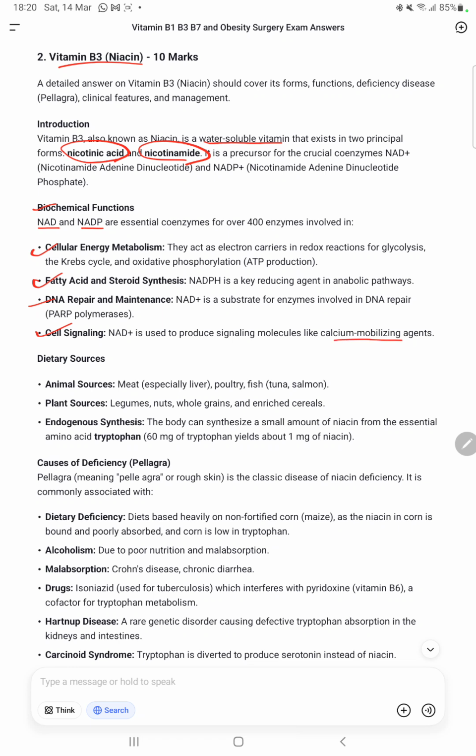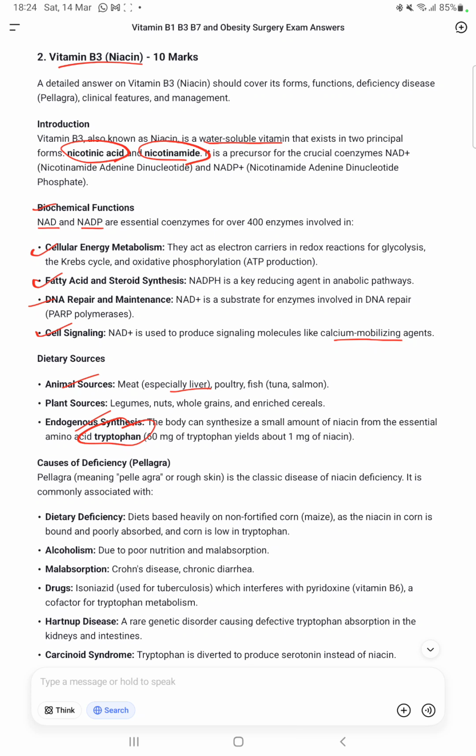Dietary sources of vitamin B3 are the animal sources, that is meat, especially the liver, poultry, fish, tuna, salmon. Then the plant sources are legumes, nuts, whole grains, and enriched cereals. Endogenous synthesis: the body can synthesize a small amount of niacin from the essential amino acid tryptophan. So 60 mg of tryptophan will lead to 1 milligram of niacin.